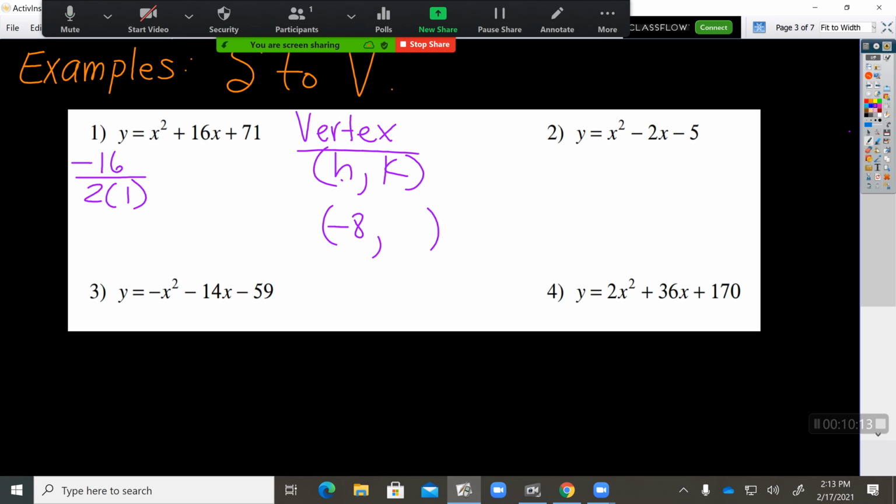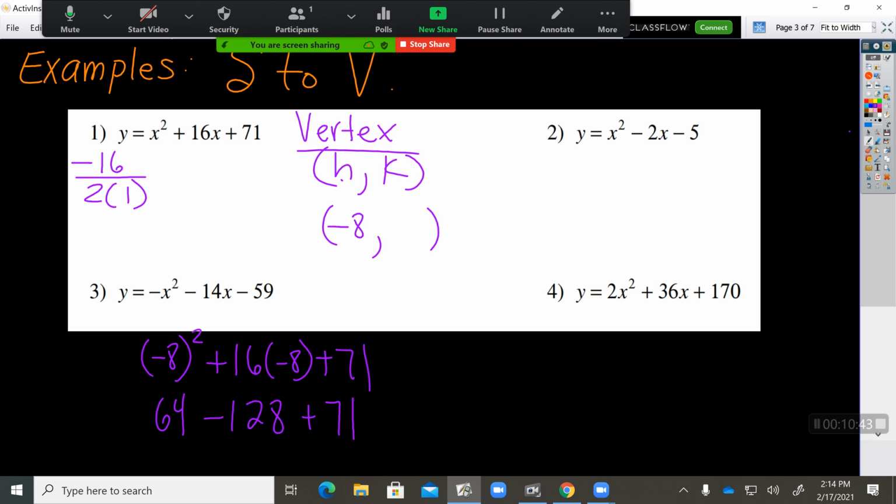Now we plug in negative 8 for x in the equation in order to find the value of k, which is your minimum or maximum. So negative 8 to the second power is positive 64. 16 times negative 8 is negative 128, plus 71. Now we collect these like terms. 64 minus 128 is negative 64 plus 71 equals 7.